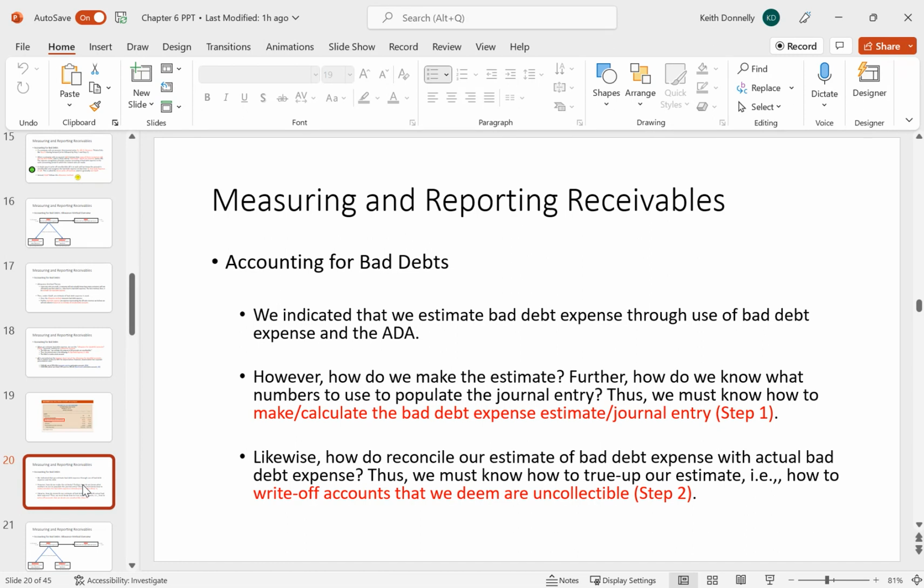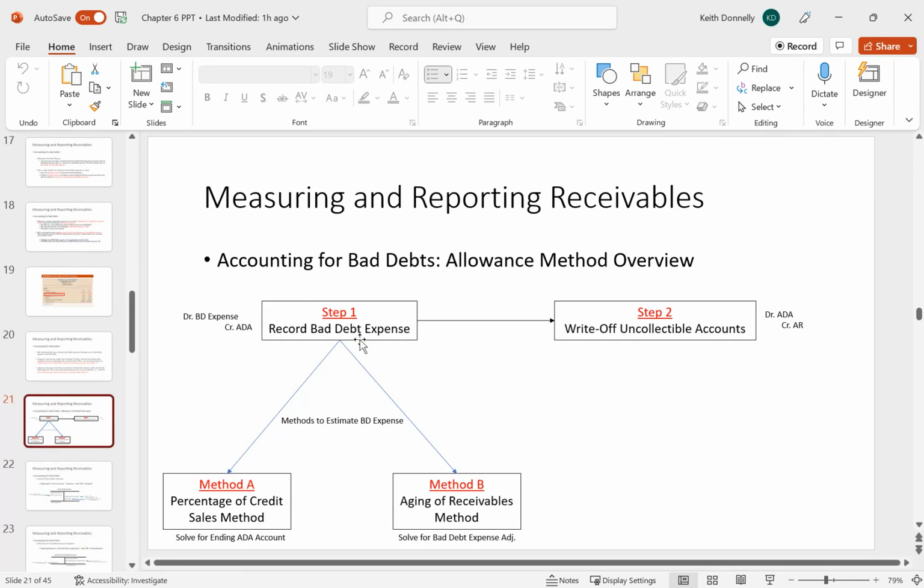And then step two is on the back end, how do we reconcile this estimate in step one when we actually know that a customer isn't going to pay, right? In that way, we have to true up our estimate to reflect the actual. So that's going to be step two, write off the accounts that are deemed uncollectible. So step one, take the bad debt expense, do this journal entry. The numbers you're going to put in here depend on what method you want to use.